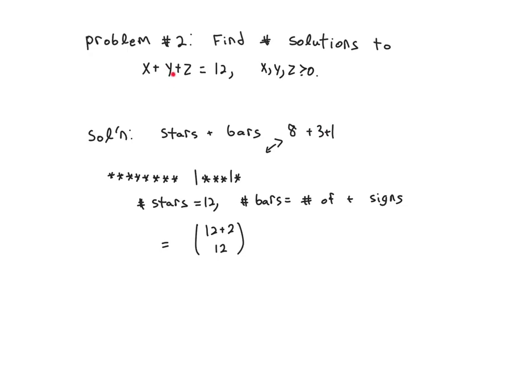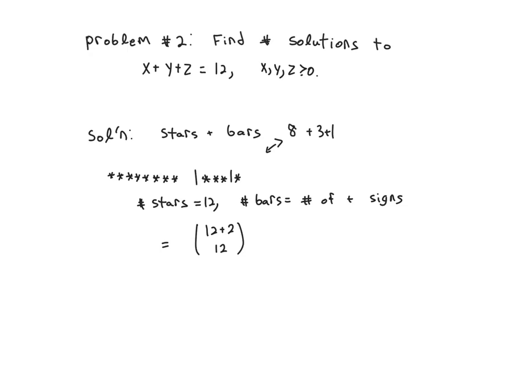And then for the next coordinate, the y, you put y stars. Then when you see the plus sign again, you put another bar. And then finally, you put the number of z stars. So this solution, 8, 3, 1, corresponds to 8 stars, a bar, 3 stars, a bar, and a star.